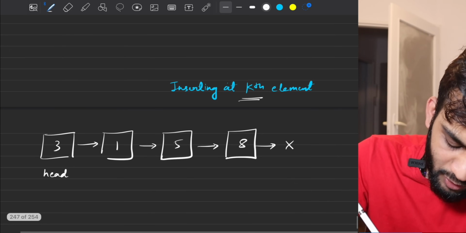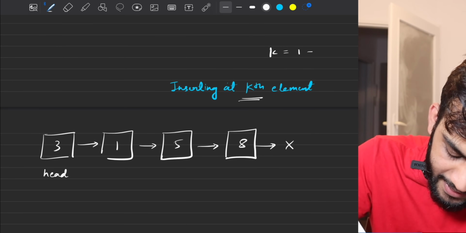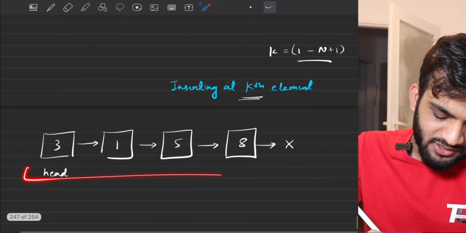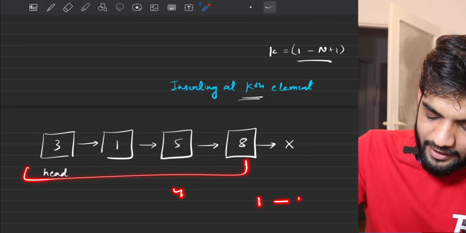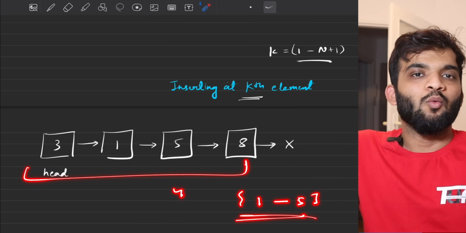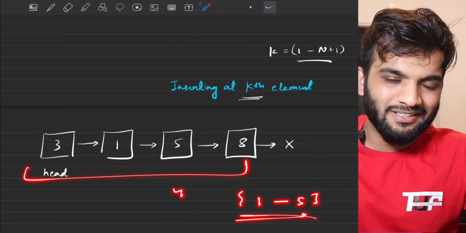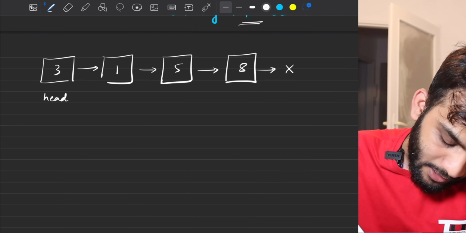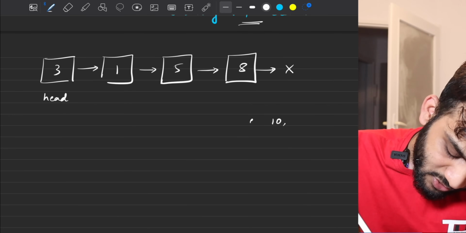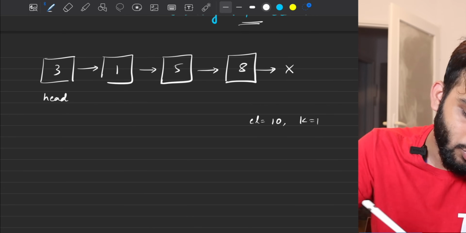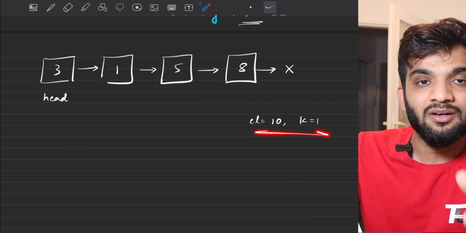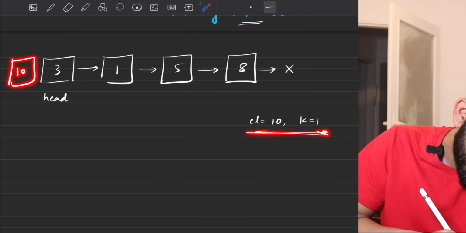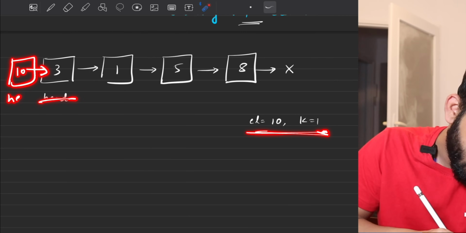Over here, k will always be from 1 to n plus 1. What does that mean? Over here, the length is 4. So k will be from 1 to 5. It cannot exceed 1 to 5. If it exceeds, you need to print some message or something like that. So imagine I give you an element like 10, which is this, and I'm asking you k equal to 1. What does that mean? That means you have to insert at the head.